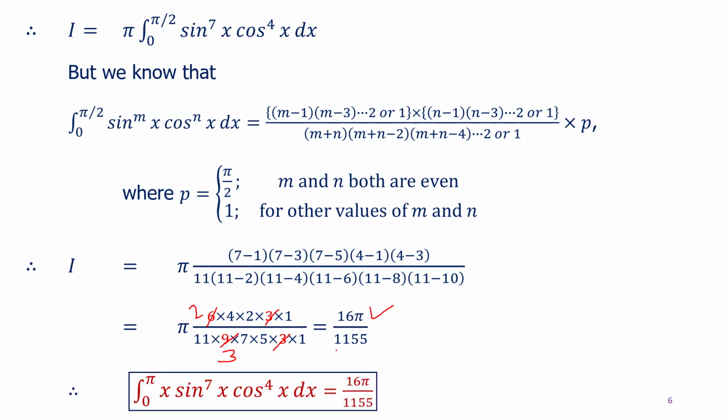Therefore, the value of the integration under the limit 0 to pi of x sin^7 x cos^4 x dx is equal to 16 pi upon 1155.